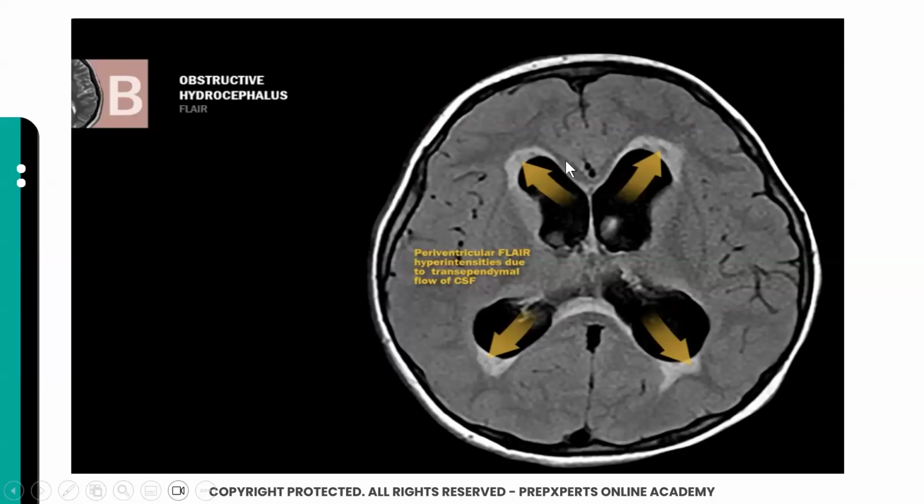So that is also hyperintense on T2 and FLAIR. Okay, this is CSF actually, but it is hyperintense on FLAIR. The concept here is that this is CSF, but it is FLAIR hyperintense because it is not in its normal position. It's actually in the periventricular area. It shouldn't be.